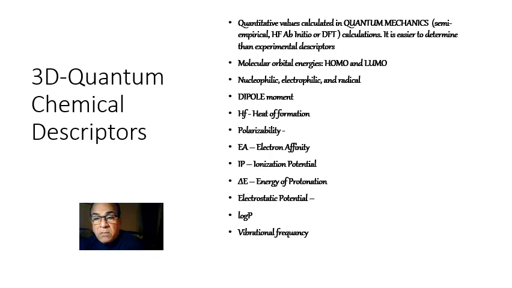Quantum chemical descriptors are molecular orbital energy, HOMO and LUMO, and the difference between HOMO and LUMO, that's called E-gap, nucleophilic, electrophilic, and radical, dipole moment, heat of formation, polarizability, electron affinity, ionization potential, protonation energy, electrostatic potential, log P, vibrational energy. All these descriptors can be determined computationally using software.